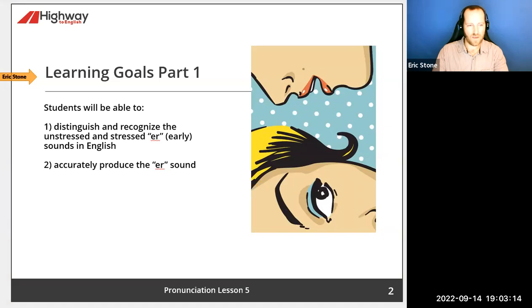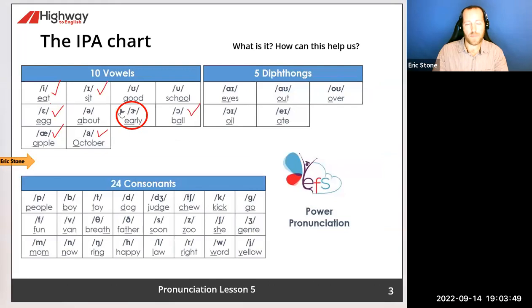Sorry, let me just move this here. All right. So here are the goals for part 1 of lesson 5. After we practice part 1, you should be able to distinguish and recognize the unstressed and stressed sounds in English. So for example, the word early, that's one example of this sound, okay? You can see it here on the IPA chart, okay? The sound of "er".